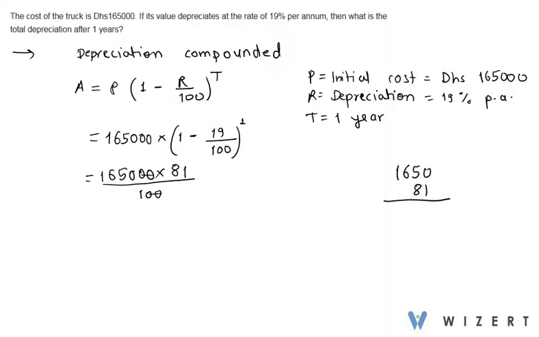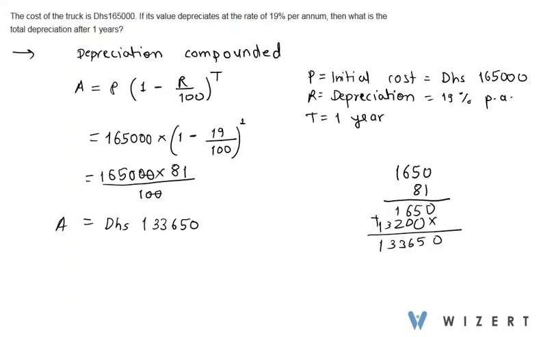We'll simply need to multiply this now. 1650 multiplied by 81. So we get 8085 are 40, 86 are 48 plus 4 is 52, 8 ones are 8 plus 5 is 13. So what we get? So we get final amount after depreciation as 1,33,650 after 1 year.